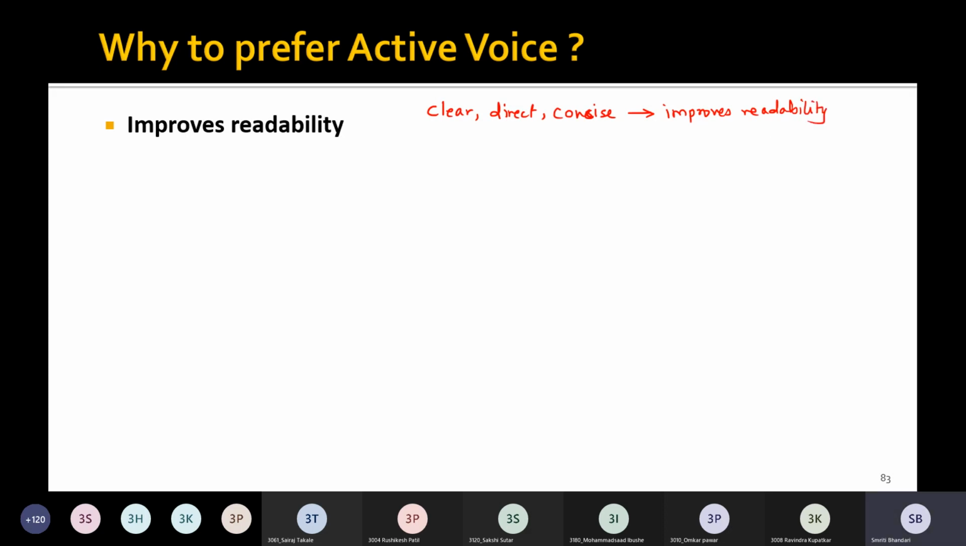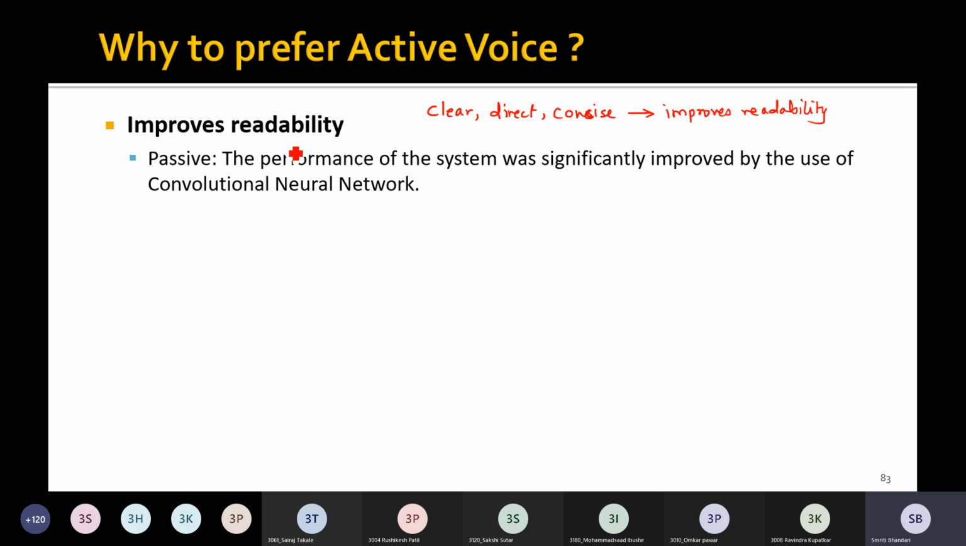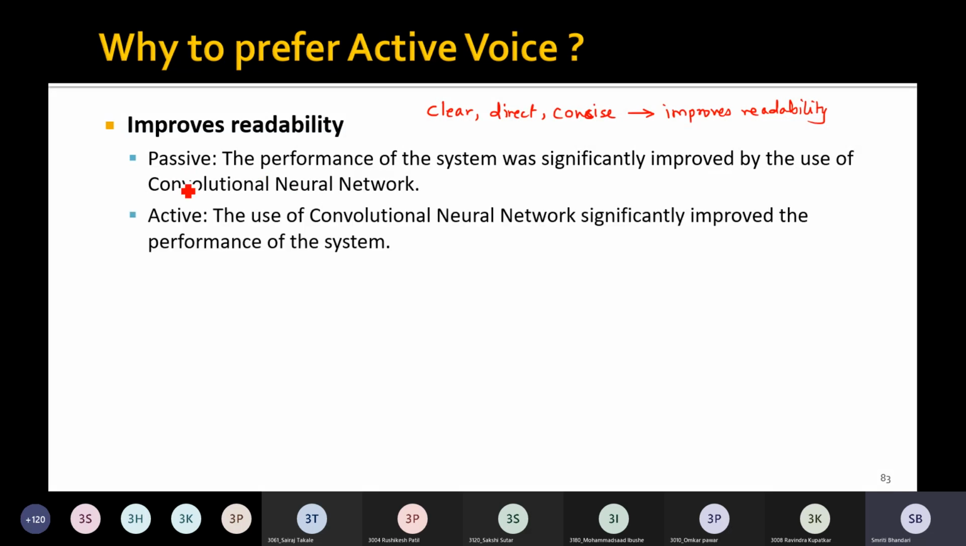Let us see one example. Suppose we are writing one statement in passive voice. The statement is written like: the performance of the system was significantly improved by the use of convolutional neural network. So this is the statement written in passive voice. If we are making use of active voice, then how are we going to write that statement? We write now in active voice: the use of convolutional neural network significantly improved the performance of the system. I'll repeat. The use of convolutional neural network significantly improved the performance of the system.